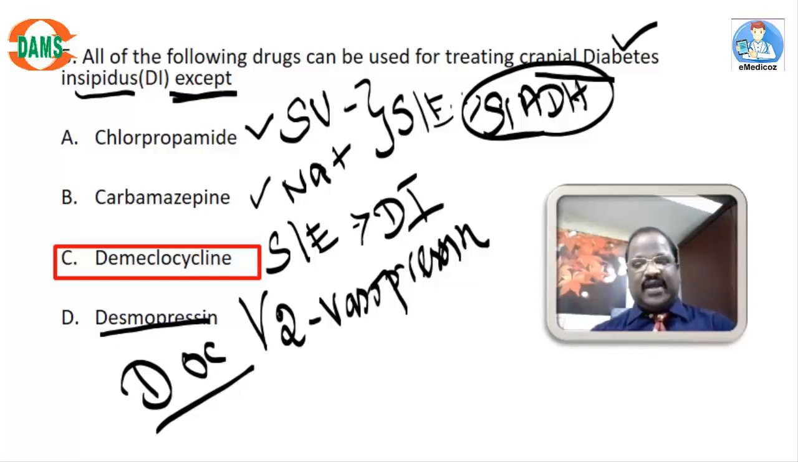Whereas for treatment of lithium-induced diabetes insipidus, we use an ENaC, epithelial sodium channel blocker like amiloride. And for treating nephrogenic diabetes insipidus, we may give a thiazide diuretic. So remember, I am repeating the point. For cranial diabetes insipidus, best option desmopressin. For treating lithium-induced diabetes insipidus, best option amiloride. And for treating nephrogenic diabetes insipidus, we may give a thiazide diuretic. That finishes question number 5.